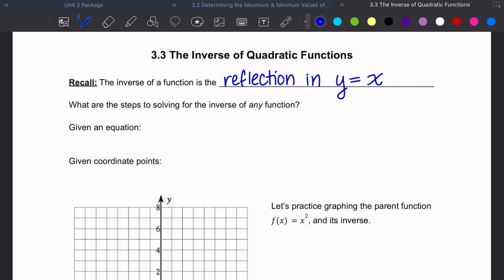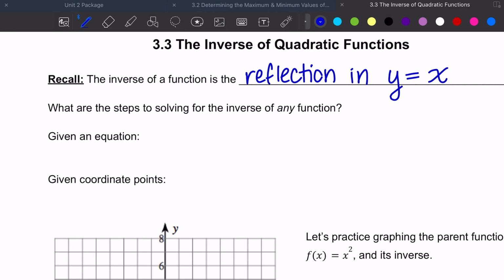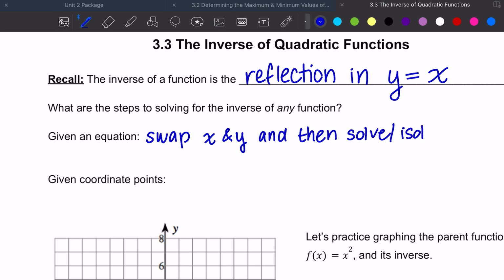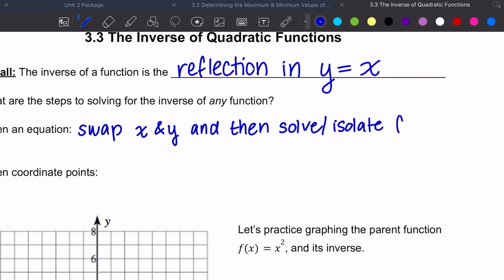And when we talked about inverses in Unit 1, way back, how do you find the inverse if you're given an equation? Yeah, Lucas? Swap x and y, and then solve for y. Or isolate. Solve/isolate for y.